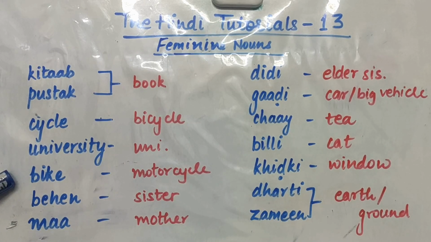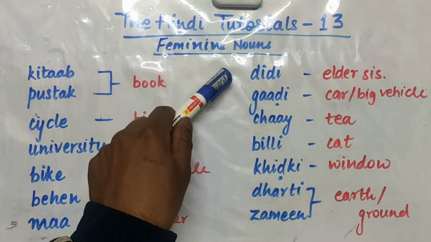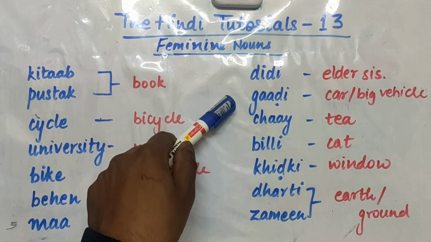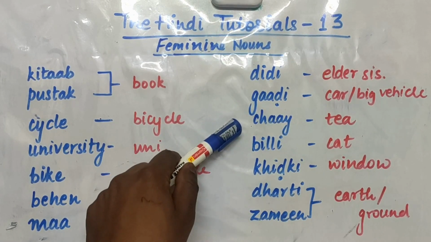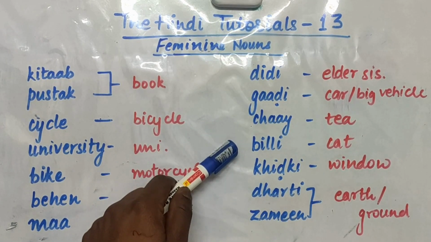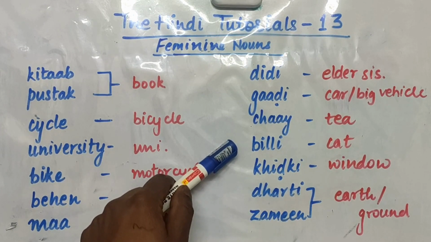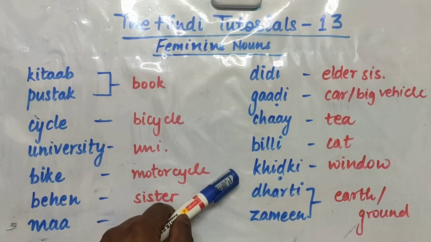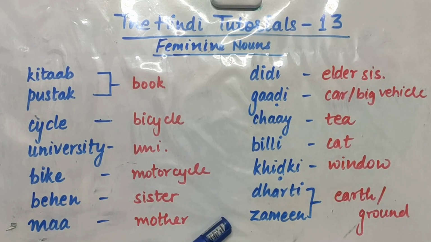Bike. A motorcycle in normal language is called bike. Behin is sister. Ma is mother. Didi is used for elder sister. Gadi is a car or a bigger vehicle. Chai is tea. Billi is cat. Khidki is window. Dharti and zameen mean earth or ground. ठीक है?